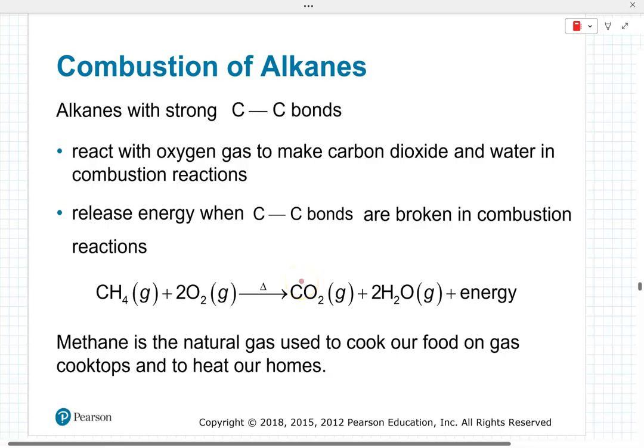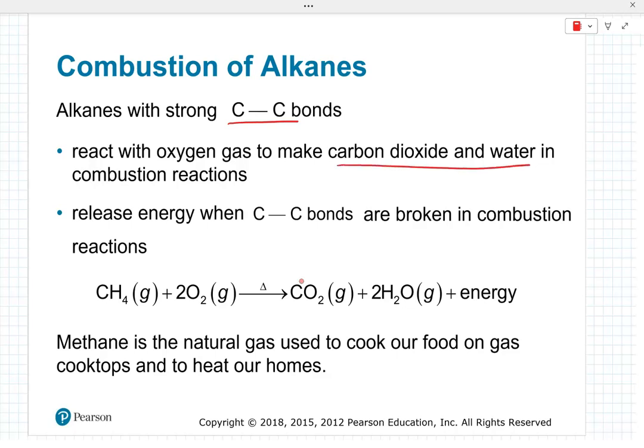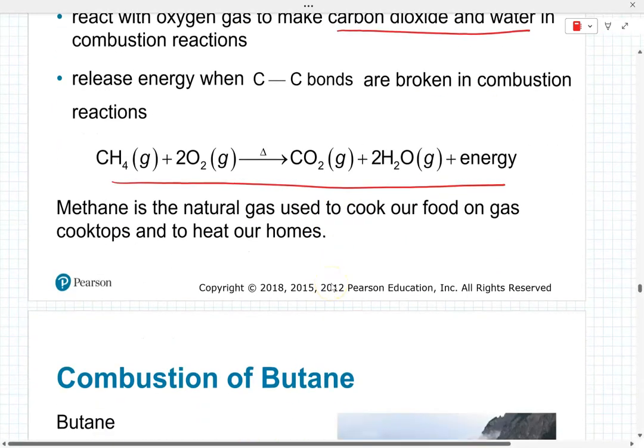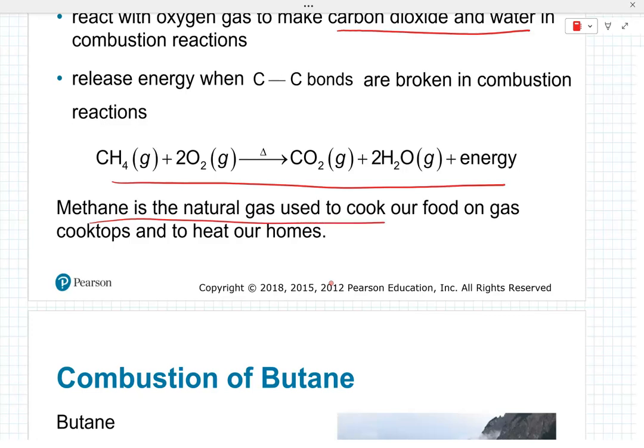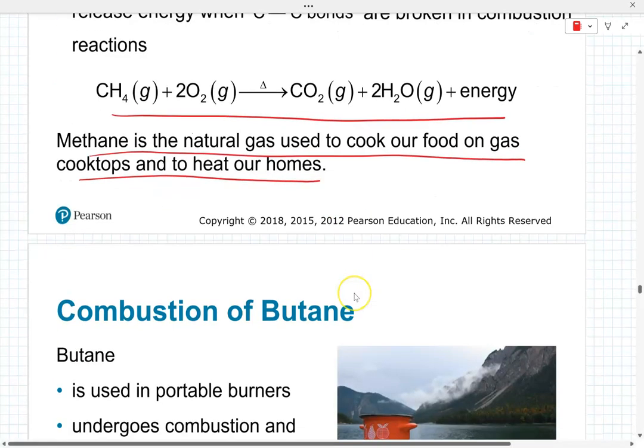Since bonds between carbons in alkanes are very strong, they can burn, releasing a lot of energy, producing carbon dioxide and water. Okay? So this is the reaction for methane to burn. Now, natural gas that we burn in our stoves is mostly methane, but it also contains a fair amount of other gases like ethane and propane, just in a smaller percentage.